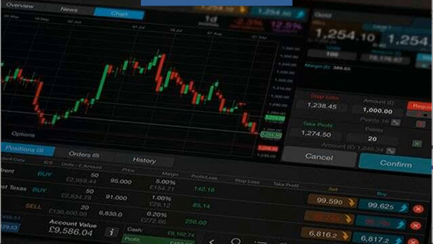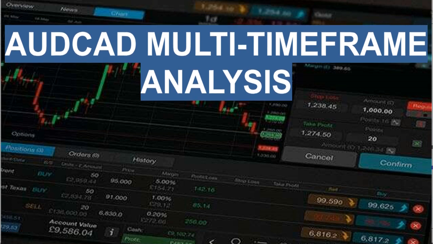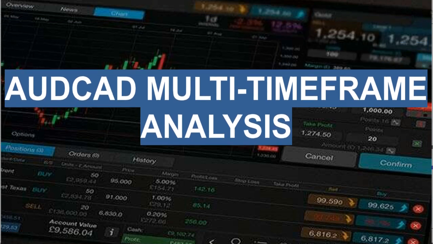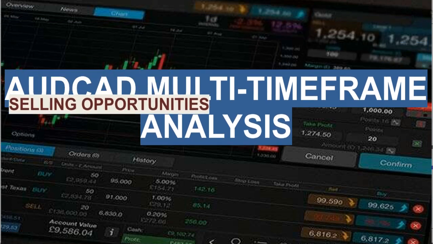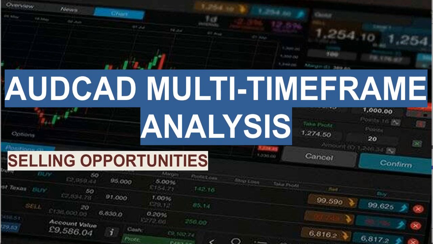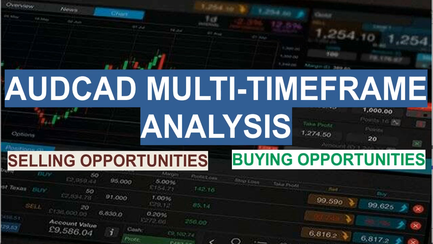Alright, today we're going to be looking at AUDCAD, and at what point we're going to start looking for sell opportunities, and also at what point we're going to start looking for buying opportunities. And I'm going to be sharing with you step by step how I will look to approach this one in a trading sense.